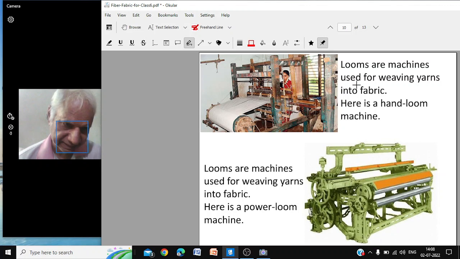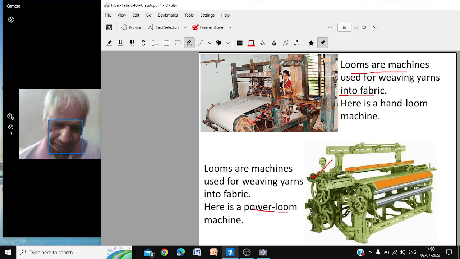Looms are machines used for weaving yarns into fabric. What is a loom? A machine used for weaving yarns into fabric. So you can do it by hand, that is a hand loom without electricity. You can do it by machine, that is called power loom.